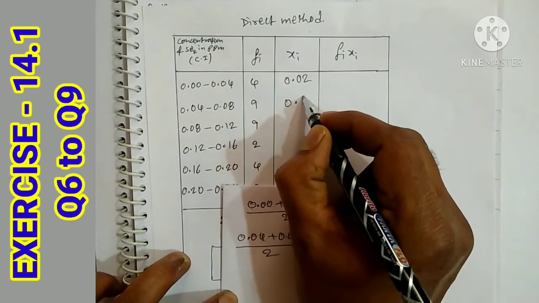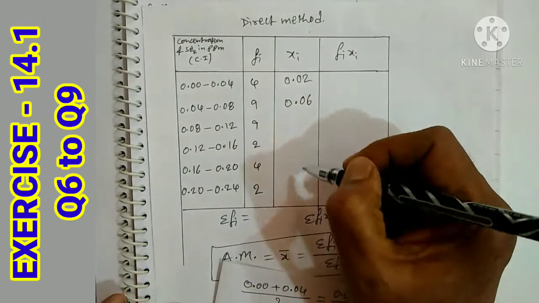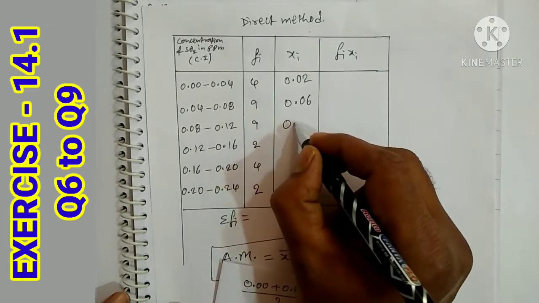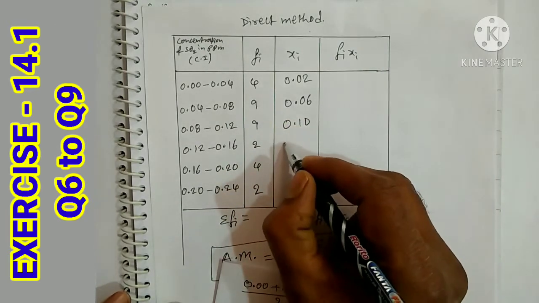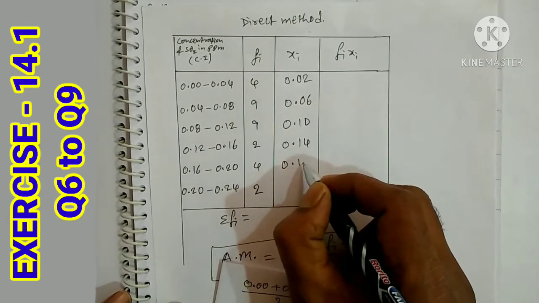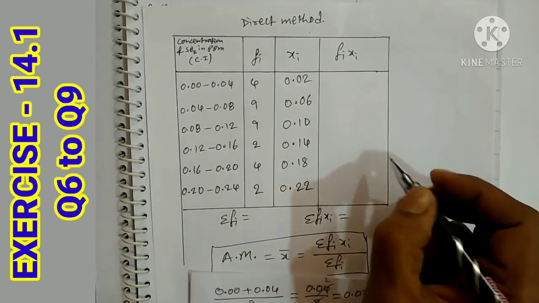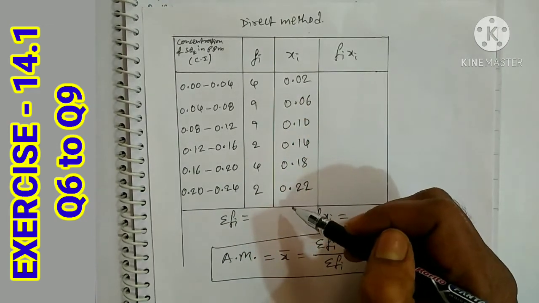So it is 0.06. Here the difference is 0.04. You add it and you get the remaining terms: 0.06 plus 0.04 is 0.10, 0.10 plus 0.04 is 0.14, 0.14 plus 0.04 is 0.18, 0.18 plus 0.04 is 0.22. So these are the middle values.